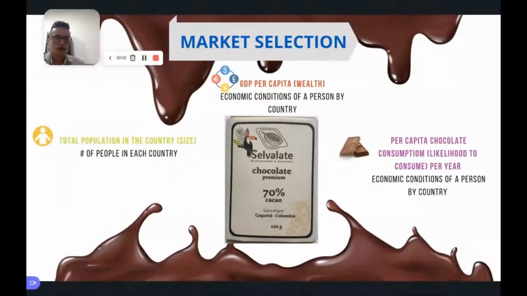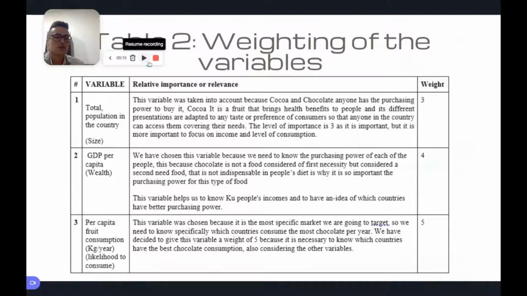Okay, so we're going to talk about the variables that we used for the market selection. The first is total population in the country, for size. The second is the GDP per capita, for wealth, and the third is per capita chocolate consumption, for likelihood to consume. In this slide, we can see the weight that we give to each variable. For the first, total population in the country, we give three because it's really important to know that each customer could be a potential buyer for the health benefits and for the recognition of the chocolate, but it is not the most important. For that reason we give three.